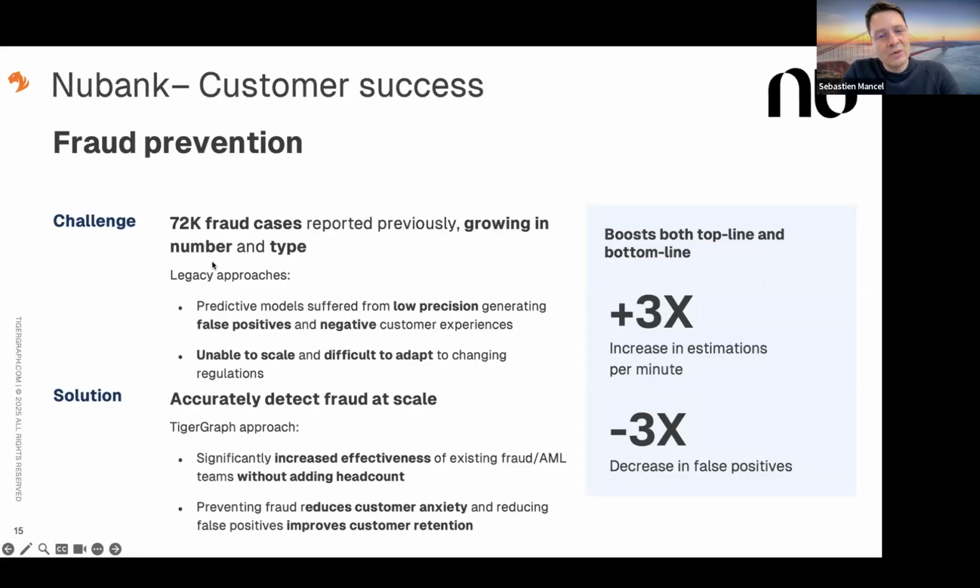With TigerGraph, the breakthrough came from resolving entities across accounts, devices, and transactions. And by connecting signals like shared phones, emails, or transaction behaviors, they could see the full context of a customer or fraud ring, not just individual records. That entity resolution foundation allowed their fraud models to run faster and more accurately. And the result: 3x more transactions screened per minute, and at the same time, a 3x reduction in false positives.